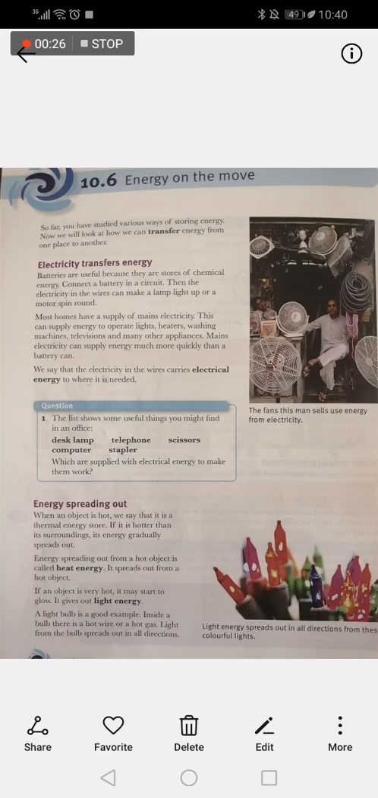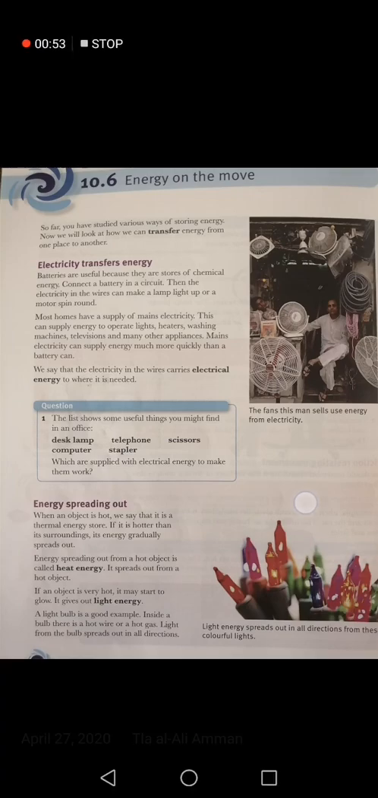So we know that batteries are a store of chemical energy. Now when we connect the batteries to a circuit, this energy transfers to electrical energy. So here we have an example of fans. Then the fan moves, and this is kinetic energy. The lamp gives light and heat. These are light energy and heat energy coming from the electricity.